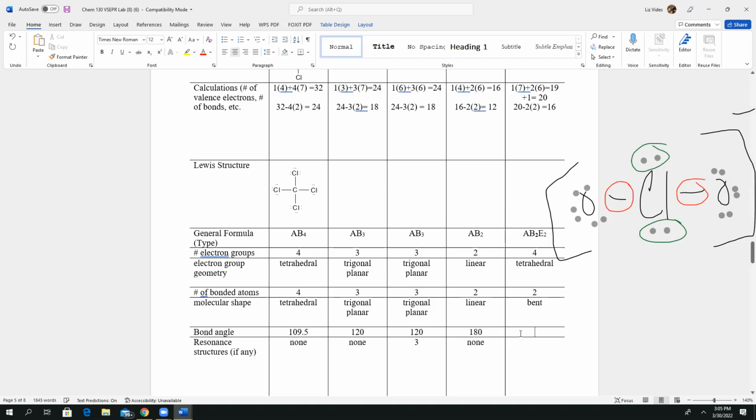The angle here is going to be 104.5. And there it is. And there are no resonance structures. Now, we will do more next time. And this is it. All right, we're done.